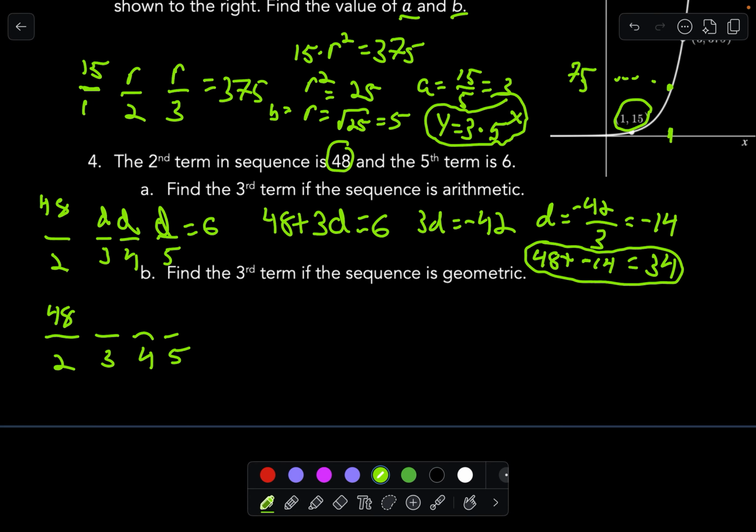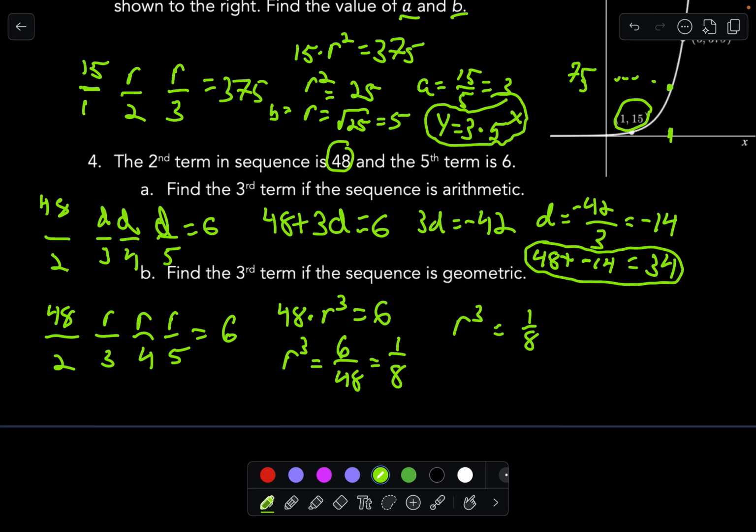Again, they gave you the second term of 48, then the third and the fourth and the fifth, and that's got to equal 6. So 48 times r times r times r equals 6. So that's 48 times r to the third equals 6. R to the third equals 6 over 48, which equals 1/8. And then you have to remember what we were studying in unit, I think it was 6, about if you have r cubed equals 1/8.